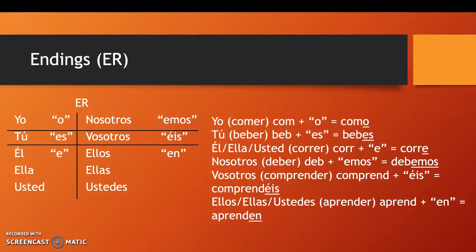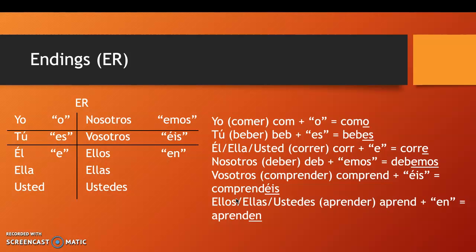I want you guys actually to go ahead and pause the video now and take a look at our endings for AR and ER verbs and try to figure out the patterns here, the similarities you can see. Go ahead and pause, and I'll see you guys in a second. So what patterns did you guys notice? Well, for starters, in the yo form, they're the exact same. It's just an o. And that is true for AR and ER verbs, all you need is an o for the yo. And for the rest of the endings, the only difference between the AR endings and the ER endings is the first letter, that vowel.